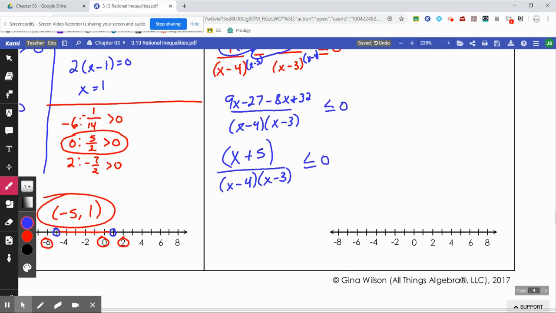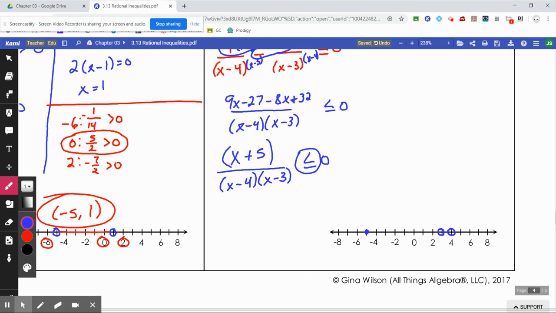Critical value, set the top equal to 0. That's going to give you your x-intercepts. So you're going to have an x-intercept at negative 5. And since you are less than or equal to, we're going to shade in, and we're actually going to fill in negative 5. The bottom's equal to 0 anywhere you have a vertical asymptote. So that's going to be at 3 or at 4. And we're going to do open circles there and there. So that's going to be what your graph looks like.